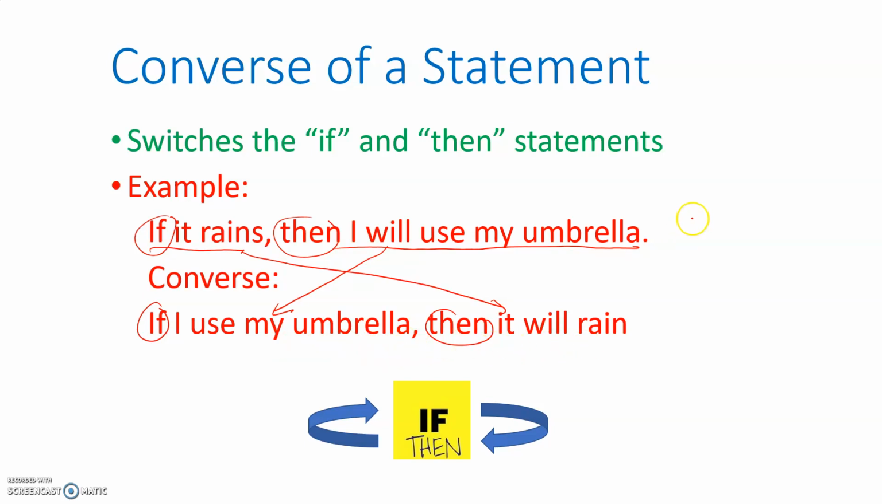Now, the original statement is probably true. If it rains, then I will use my umbrella. But if I use my umbrella, then it will rain? If I go outside and it's not a rainy day and I put up my umbrella, will it rain? No. So sometimes the converse of a statement is true, but sometimes the converse of a statement is false.